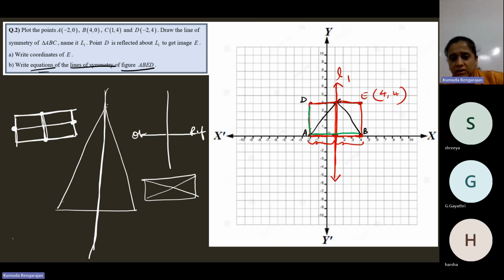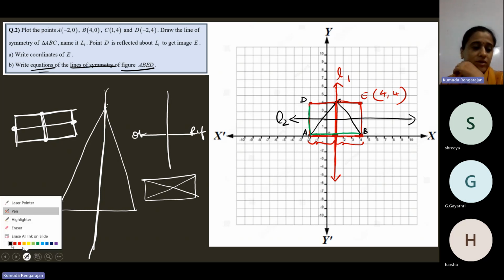So see here, 1, 2 here. This is one line of symmetry. And I think this one is already the other line of symmetry, children, because we reflected D, no? We reflected D and got this. So that's already the line of symmetry. You can check. So these are the two lines of symmetry. Let's call this L2. Nothing is given, but we'll just call this L2. All right. Now, we have to write the equations of the lines of symmetry L1 and L2.